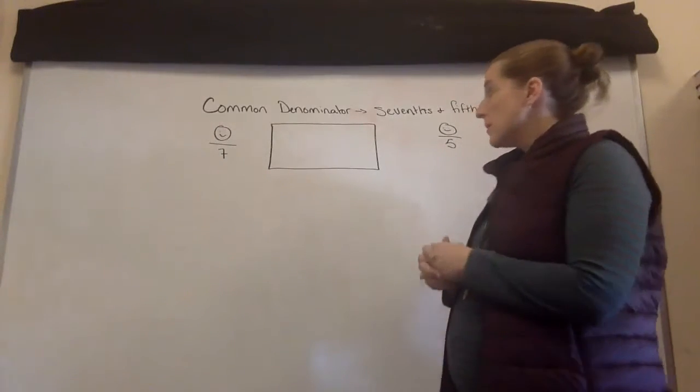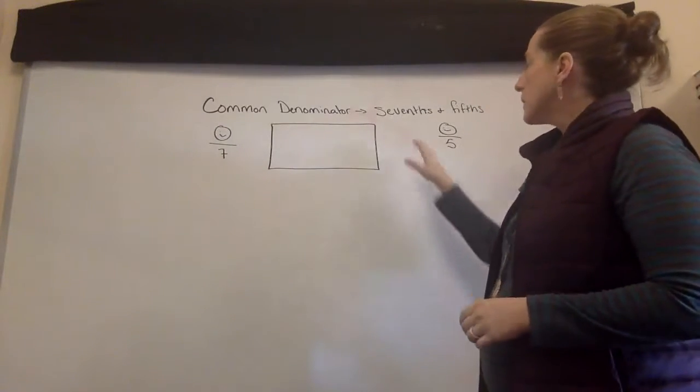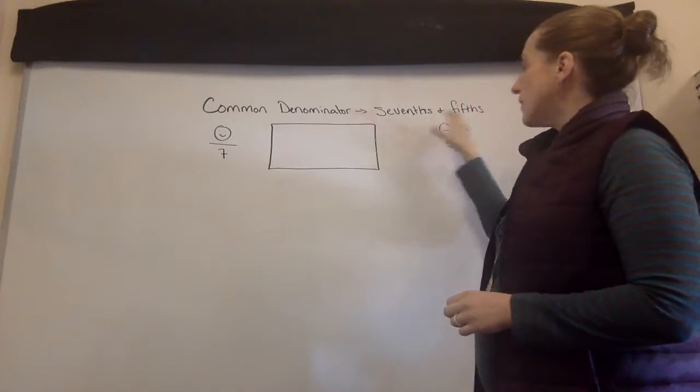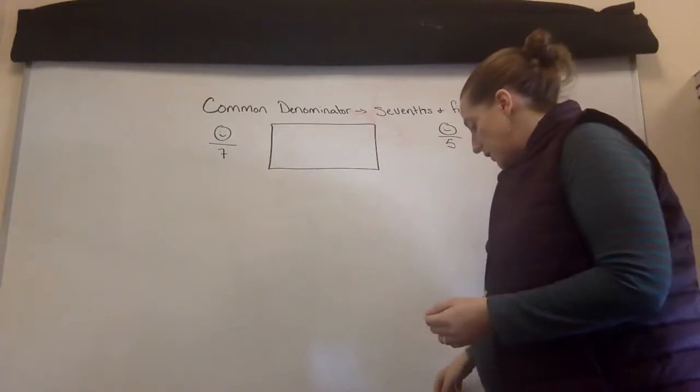Okay, so in this video, I'm going to talk a little bit about common denominators. In particular, we're going to start by looking at the common denominator between sevenths and fifths. Now, your book gives you a nice way of doing this.